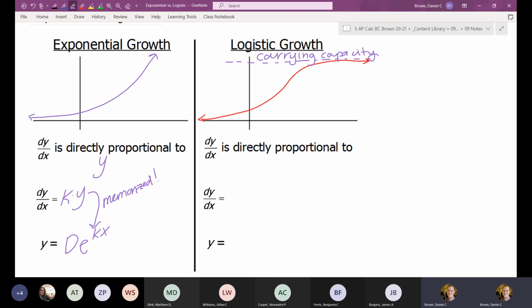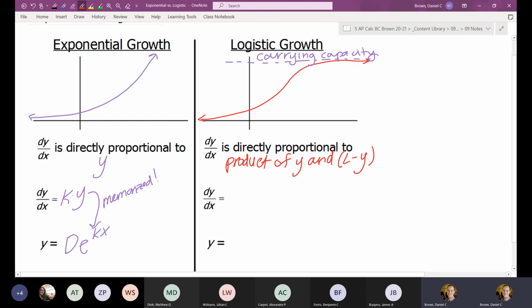The setup for this problem is still going to be a dy/dx problem, but instead of being directly proportional to y, it's going to be directly proportional in the way that it is worded. And again, I'm looking at my notes just to make sure I word it correctly. Yeah, the product of y and I'm using this expression L minus y.